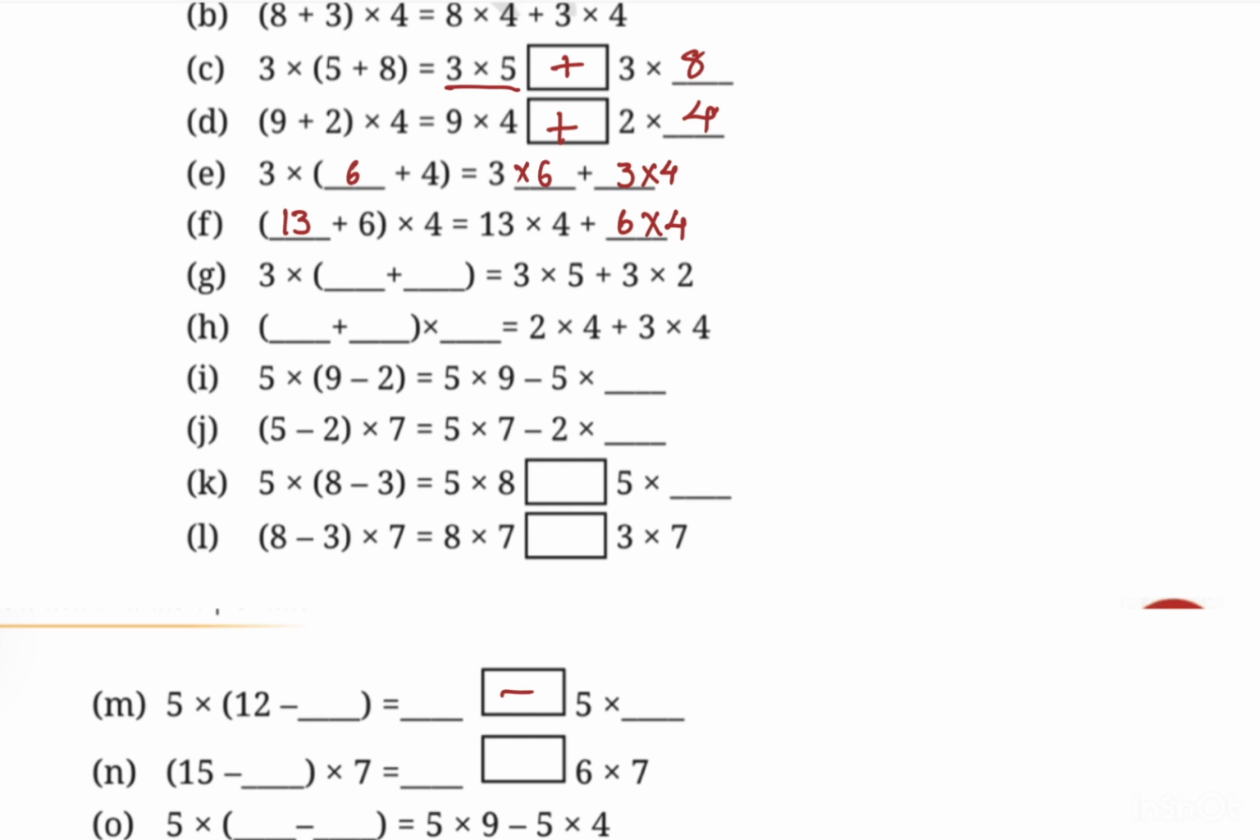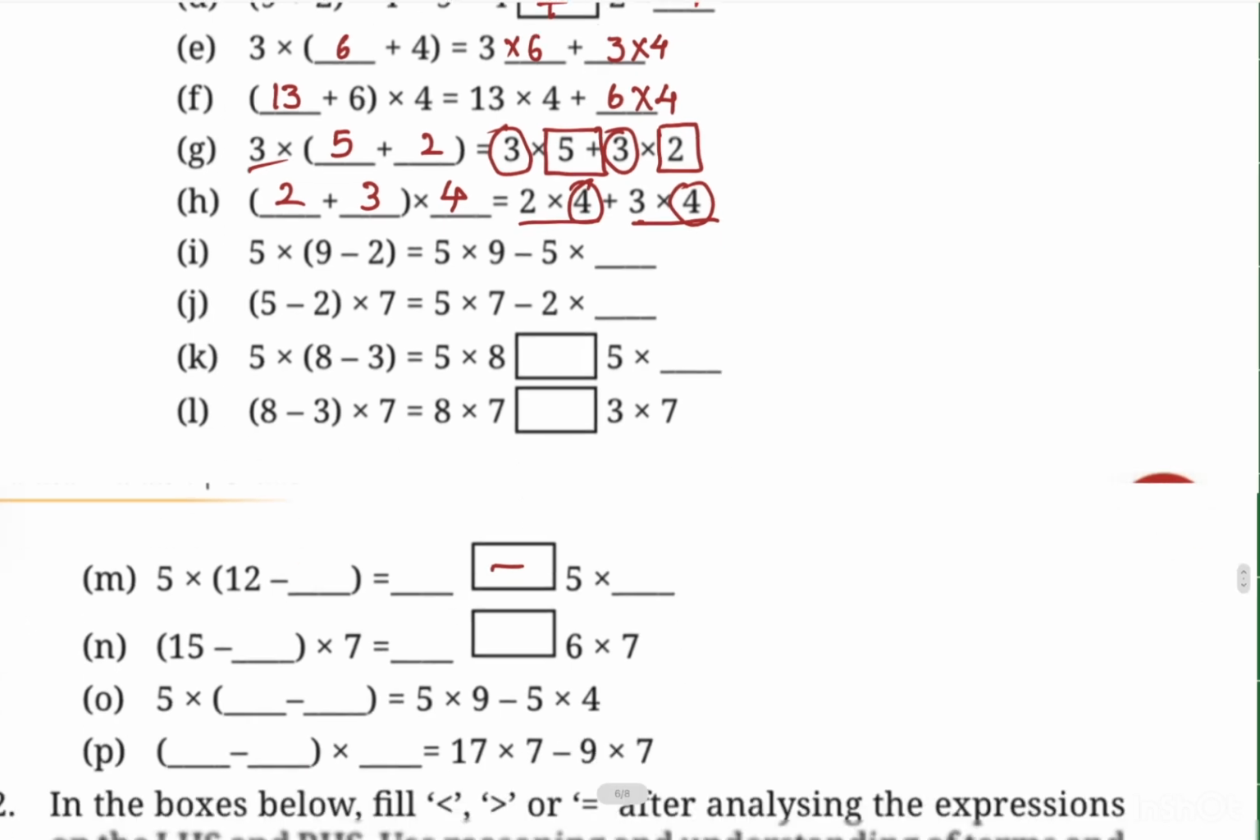Next question, 3 times dash plus dash. Here we can see that 3 is common and the other part is 4 plus 2. Sorry, 5 plus 2. So the answer will be 5 plus 2 multiplied by 3. Next question, all the three terms are missing, but we have the value of the expression 2 into 4 plus 3 into 4. The 4 is common, so we can take it outside. In the bracket, we can write 2 plus 3.